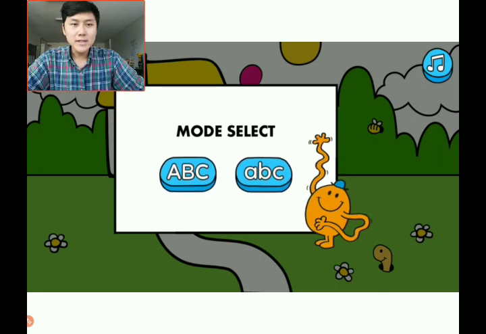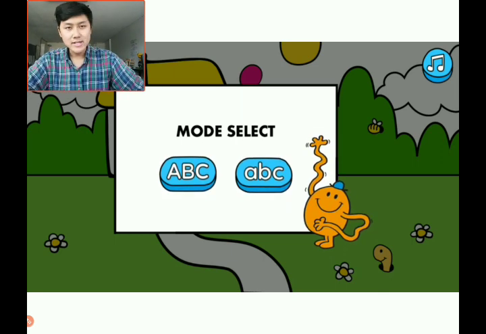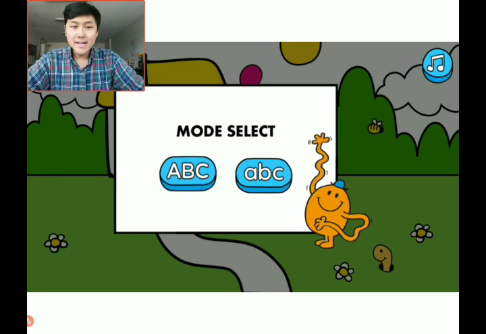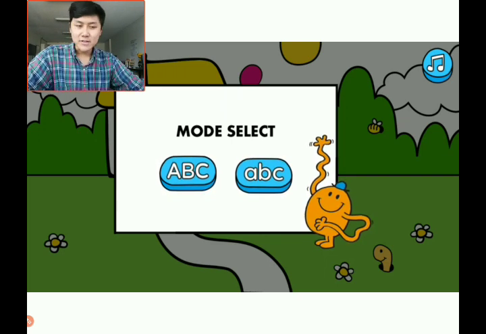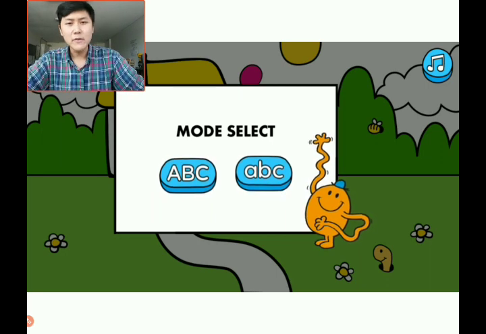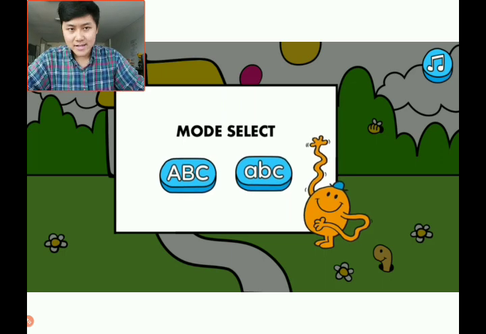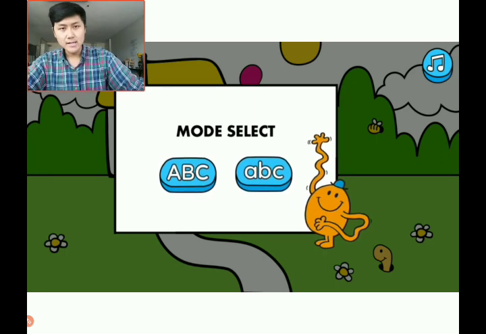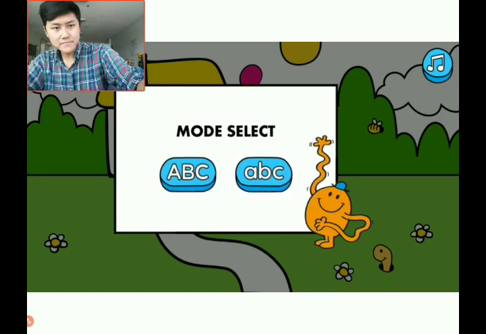Now with Mr. Men Letter Tracing, it's a game where if you're trying to learn your ABCs, it is a great way to learn how to write each letter, as well as hear how each of them are said. There's 26 letters of the alphabet, so there's lots to remember, so this game will be very helpful for that. And you can learn both the uppercase and the lowercase letters. As you can see here, I can choose a mode. So we'll start off with doing the uppercase, and then after we'll do the lowercase letters. So I'll click on the uppercase letters right here.